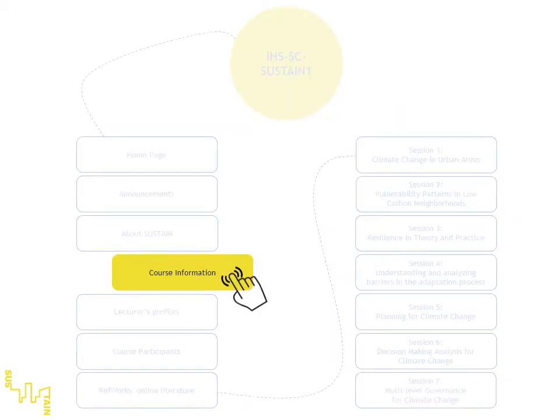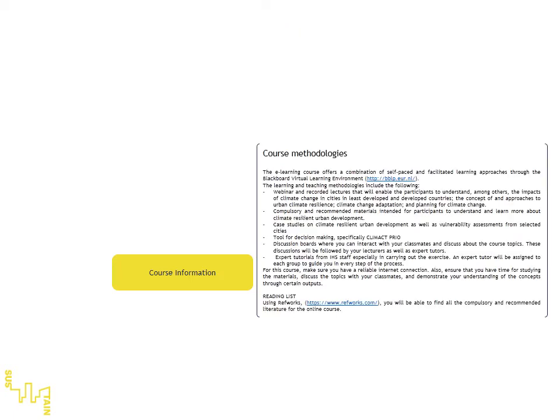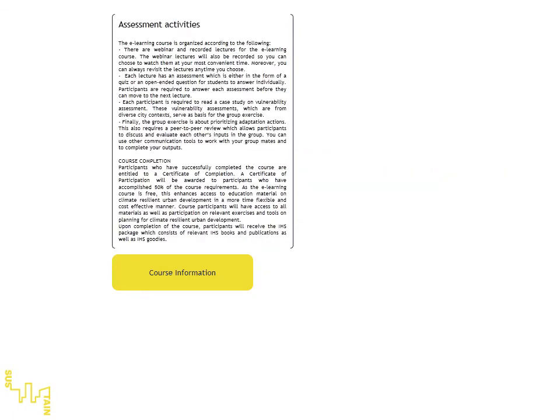Course information shows what you need to know about the course. From course introduction to objectives, course methodologies as well as reading list, to assessment activities and course completion. Bear in mind that participants who have successfully completed the course are entitled to a certificate of completion. A certificate of participation will be awarded to participants who have accomplished 50% of the course requirements. Upon completion of the course, participants will receive the IHS package, which consists of relevant IHS books, publications, and goodies.